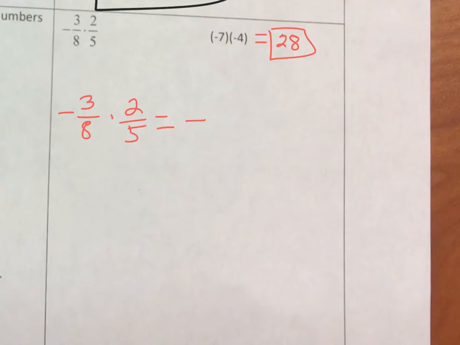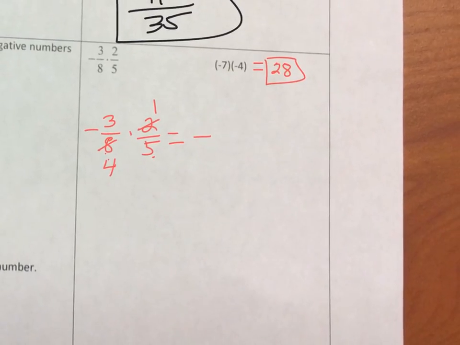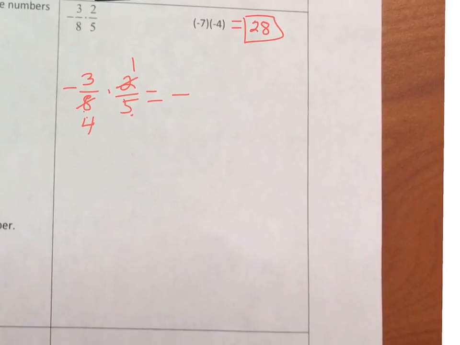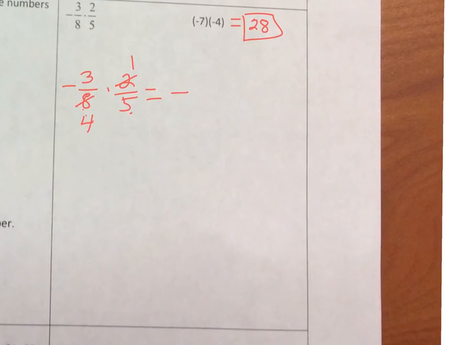You're right. Well, 3 is not going to cancel with 8. 3 is not going to cancel with 5. 2 and 8 will both cancel by 2. 2 divided by 2 is 1. 8 divided by 2 is 4. So how about 3 times 1 is now 3, and 4 times 5 is 20? How about negative 3/20ths?